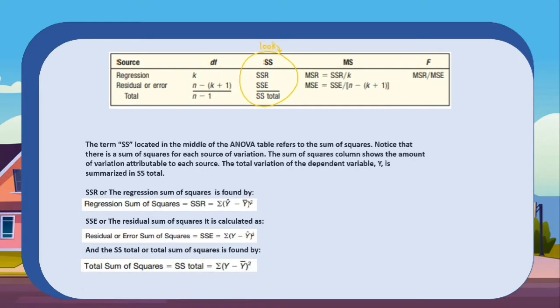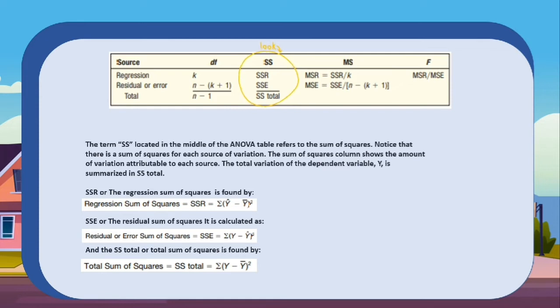The term SS located in the middle of the ANOVA table refers to the sum of squares. Notice that there is a sum of squares for each source of variation. The sum of squares column shows the amount of variation attributable to each source. The total variation of the dependent variable y is summarized in SS total.